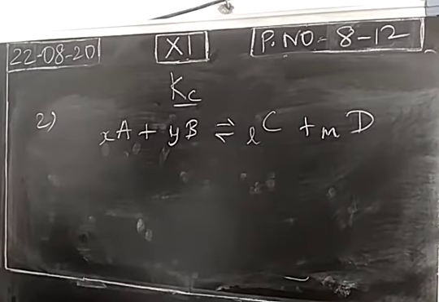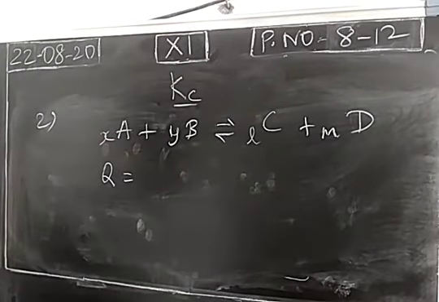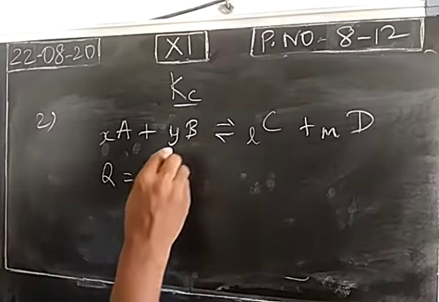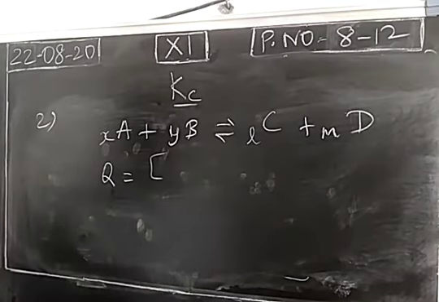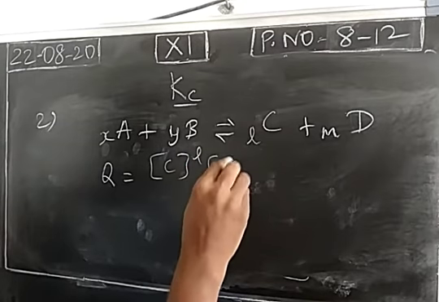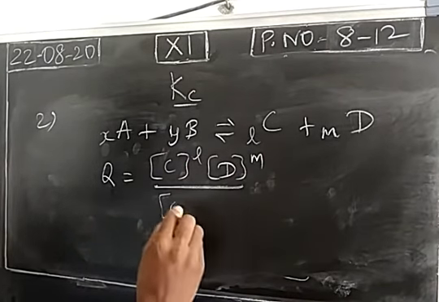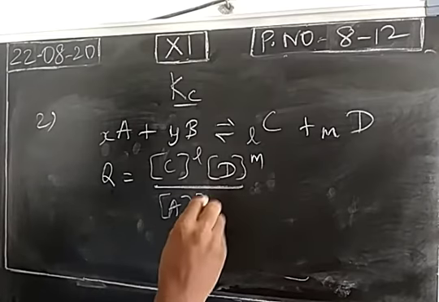Before attaining equilibrium, before reaching equilibrium, we calculate a ratio. So under non-equilibrium conditions, Q is the ratio of the product of concentrations of the products to the product of concentrations of the reactants.